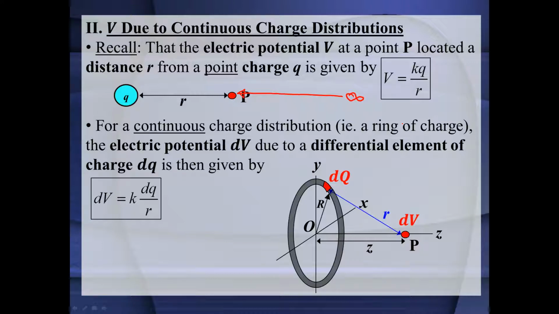So again, what we're trying to identify is the electric potential at point P due to this small little differential element of charge dQ. We're going to call that dV, calculated by K times dQ divided by R.